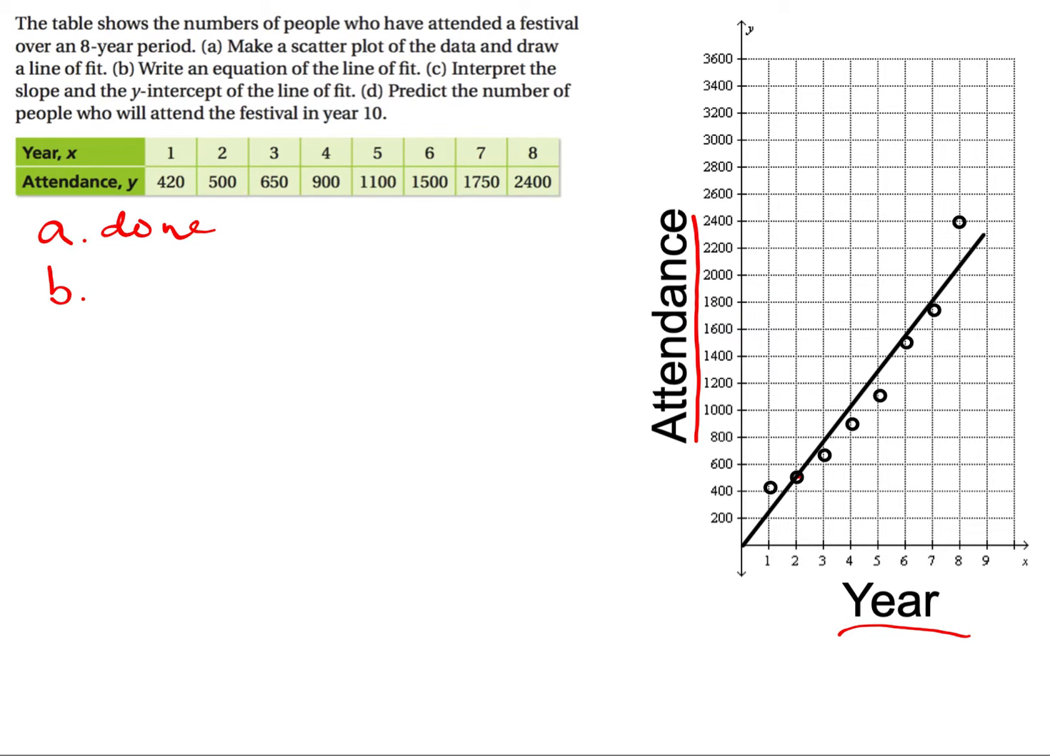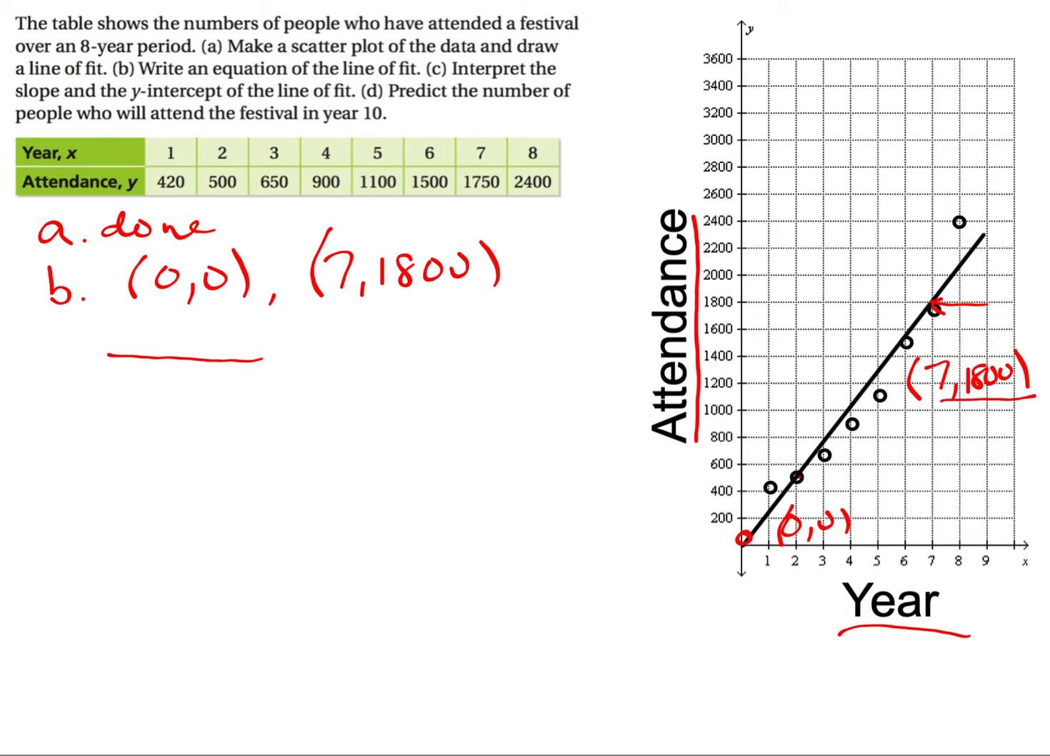Write an equation of the line. Okay, this line goes through a couple of points. I kind of specifically chose this point 0, 0. And if we look through here, it looks like it goes nicely through right here at 7, 1800. So we're going to use that one as well. Okay, so the slope is going to be 1800 minus 0 over 7 minus 0. That's 1800 over 7. That's not going to be a nice whole number.